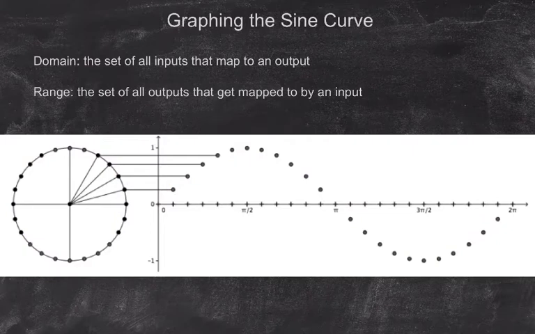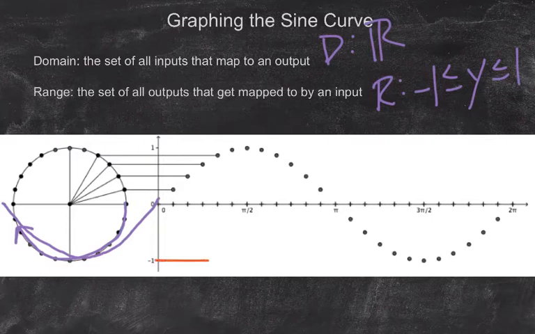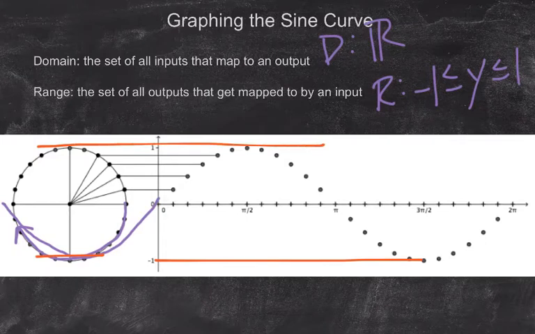I can even have a negative theta value if I start at 0 radians and rotate clockwise instead of counterclockwise. So that will fill in this part of my pattern on the graph. So my domain is all real numbers, and my range is from -1 to +1, because that's the minimum height of my triangle and the maximum height of my triangle.